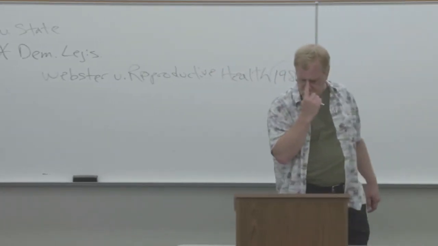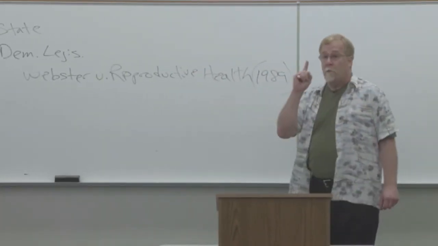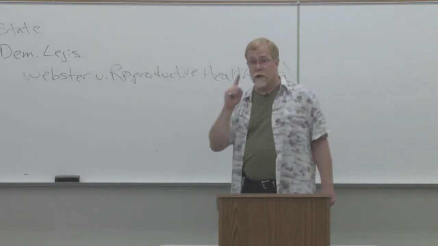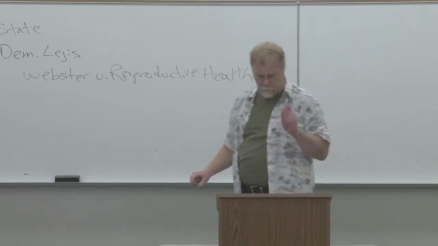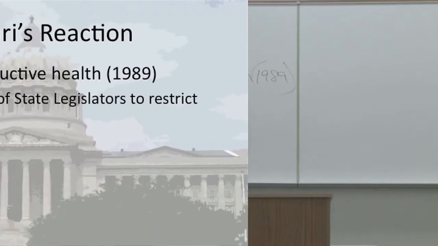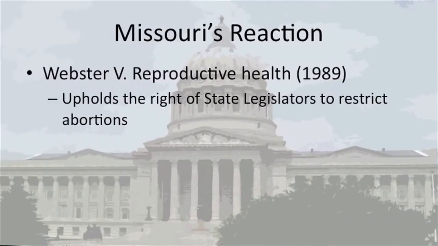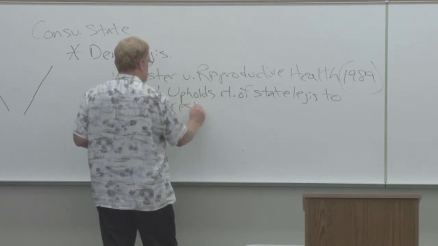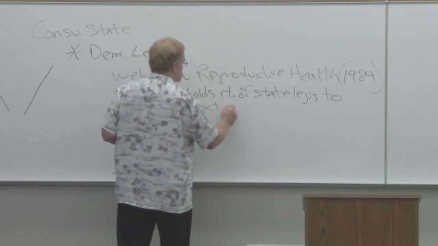Webster versus Reproductive Health, 1989. This is a Missouri case that goes, again, all the way to the Supreme Court, and fundamentally it says this: it upholds the right of state legislatures to restrict abortions. Webster versus Reproductive Health, a Missouri case, number one, allows or upholds the right of the state legislature to restrict abortions.